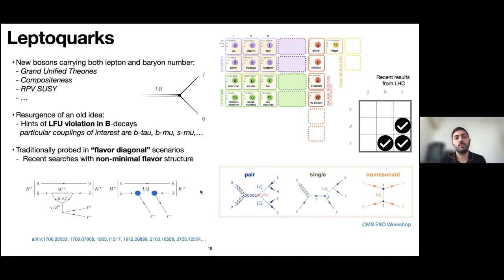And this takes us to one important point. Traditionally, leptoquarks are probed in flavor diagonal scenarios, where you assume a leptoquark coupling to leptons and quarks of a given flavor family. But these recent ideas and hints point to a non-minimal flavor structure that experiments at the LHC are now probing. And indeed, I'll briefly talk about two searches that probe this so-called flavor matrix with top quarks, leptons, taus, and B quarks, which are indicated by this 3x3 matrix on the right.